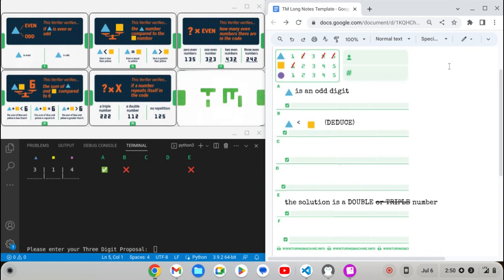And then, of course, circle is the other 4. So let me go ahead and test 3, 4, 4 and see where that takes us. Okay, so we did not test C, the number of evens, and we did not test D, the sum.